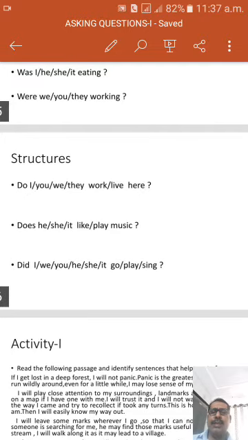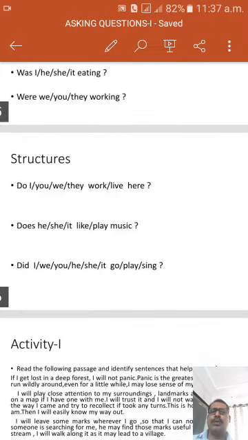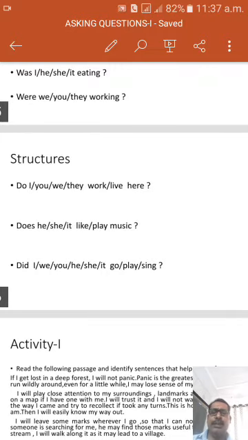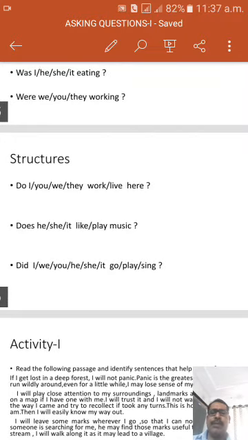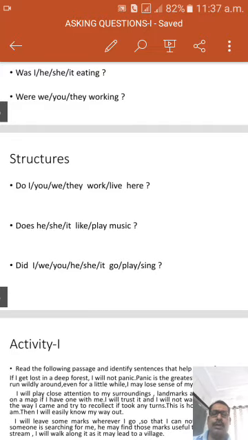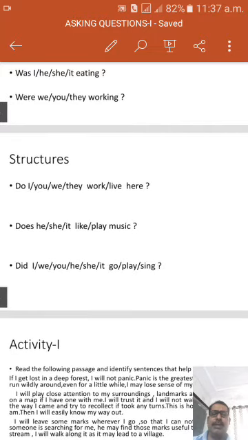Do, does, did. Do I live here? Do you live here? Do we live here? Do they work here? Do they live here? So this question is in present tense. When the question begins with do, that is in present tense. Do is in present tense. It is plural.